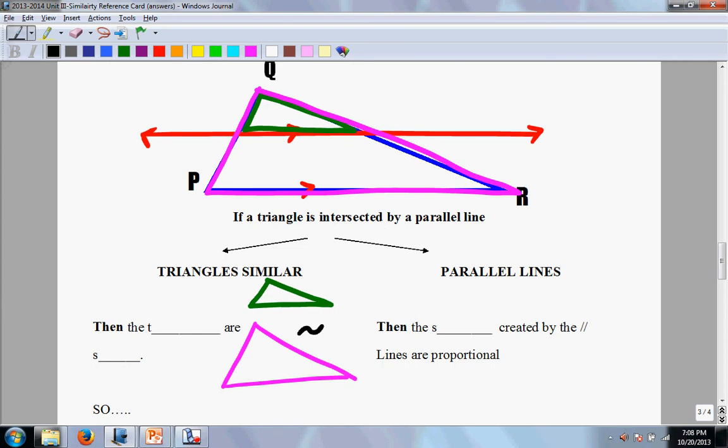And the reason why they are similar is, one, they both share angle Q. That's reflexive. And the second reason is because of the parallel lines, they have corresponding angles. So in this scenario, they are similar by the angle-angle similarity shortcut. So one way to view when a triangle is intersected by a parallel line is the fact that you have similar triangles. The triangles are similar.